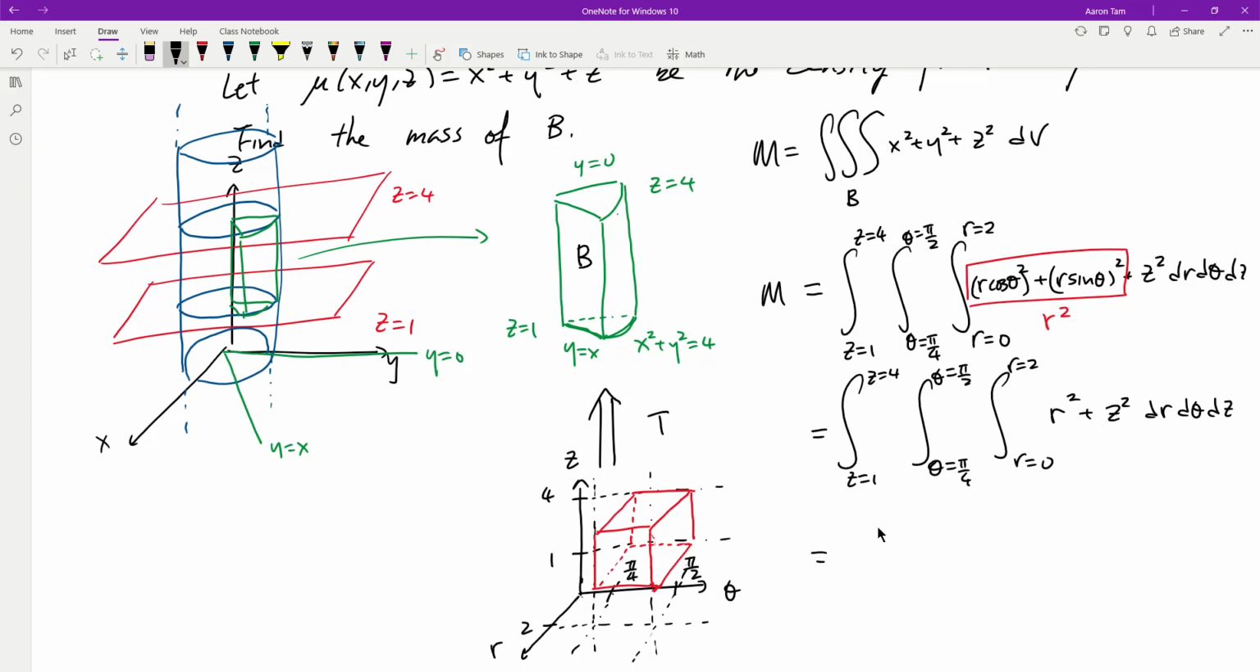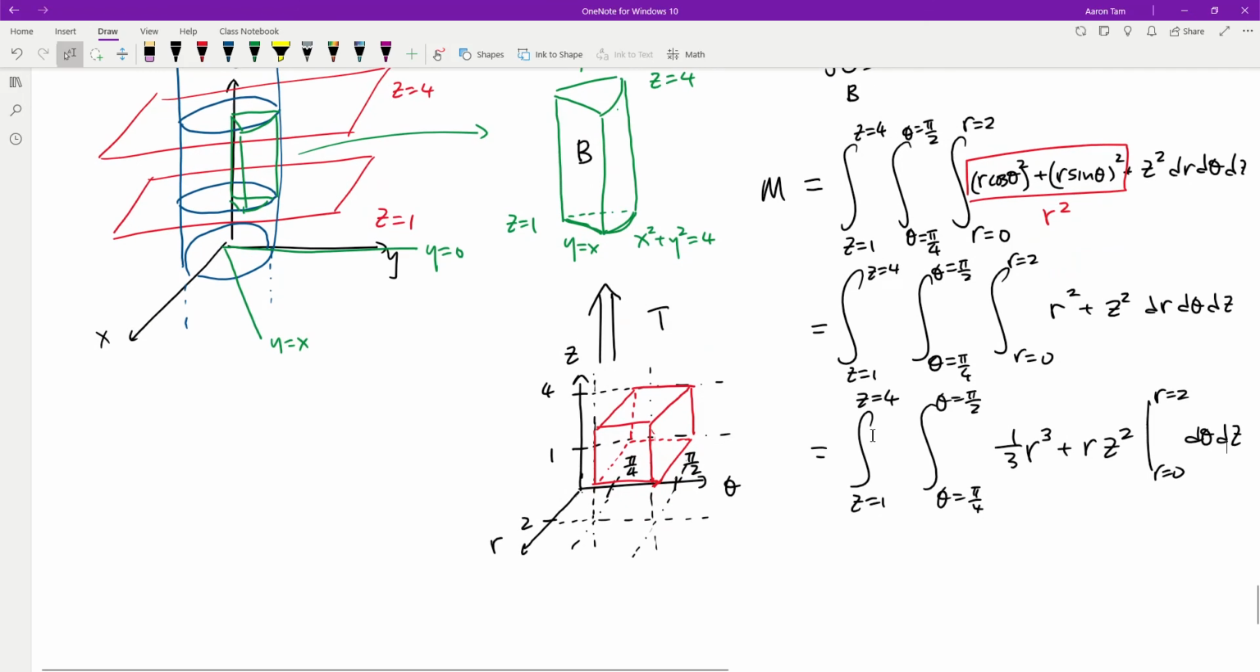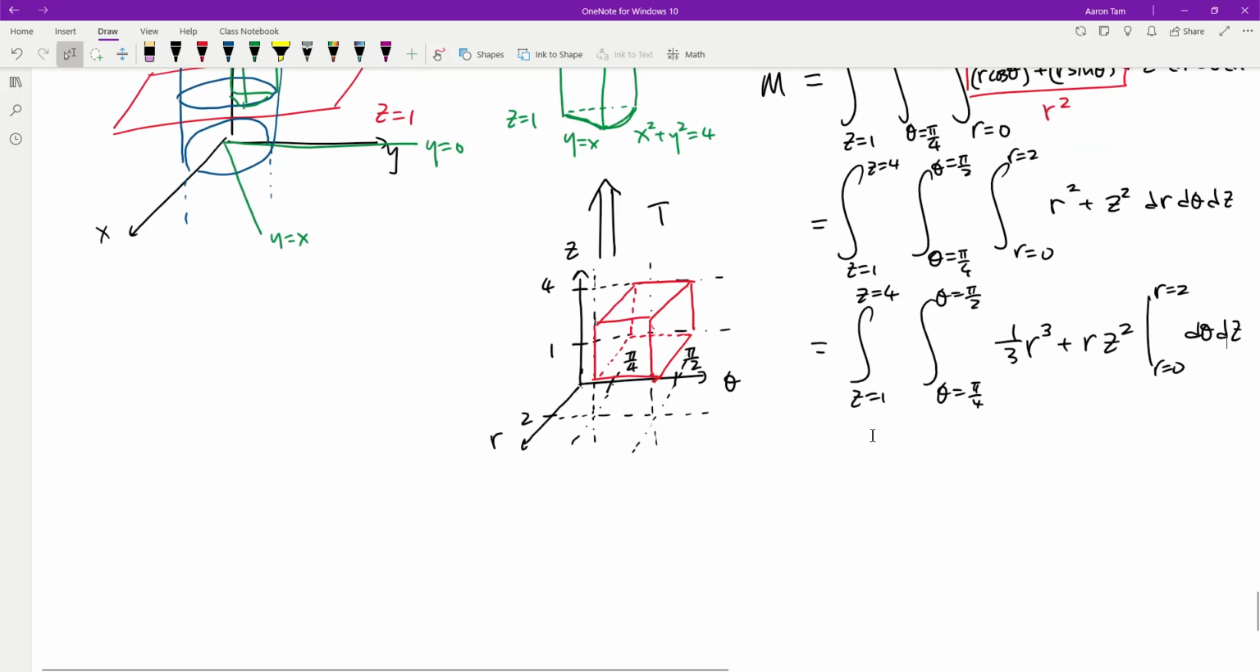So the first integration is dr. Therefore it will be 1/3 r to the third plus z squared r, evaluated from r equal to 0 to 2, d theta dz. When I plug in 0, both of these go away. Plug in 2, that gives me 8 over 3 plus 2z squared.